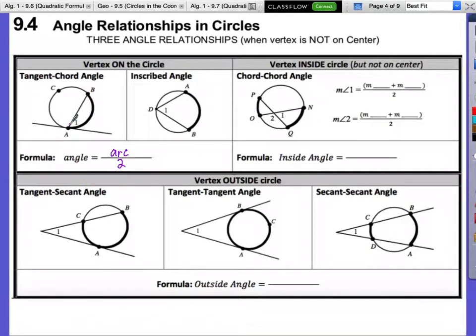Yes, Sophia? Okay, so A is the vertex. That's the tangent and the chord. Correct, yep. So A is the vertex in this one, and D is the vertex in this one. And where it says that little 1 in both of those, that's the angle we're looking at. Good question.